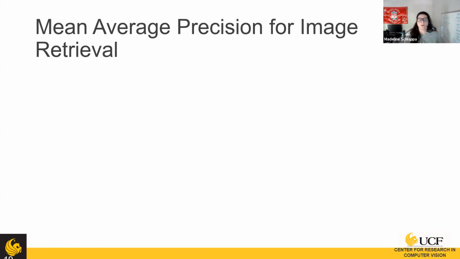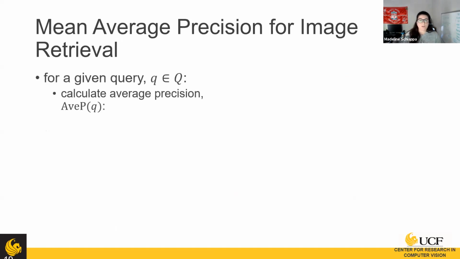So the way they evaluate this is mean average precision, but we're most commonly familiar with that when it comes to object detection. So I'm going to go over what that means for image retrieval. So for a given query Q in a set of queries, we're going to calculate the average precision.